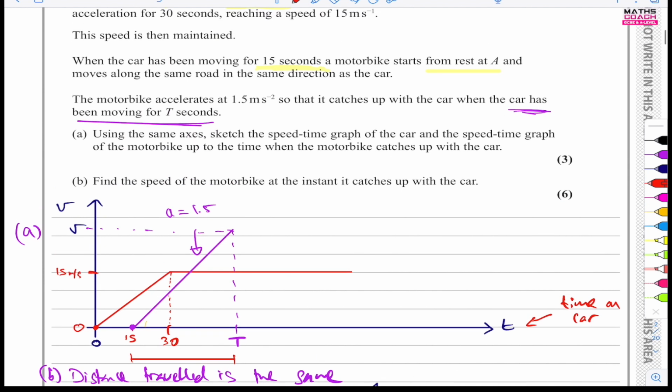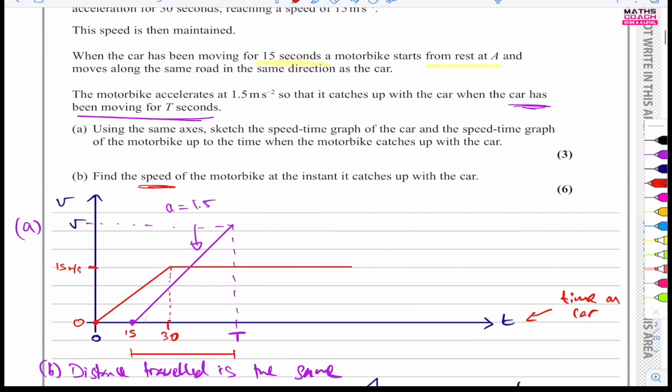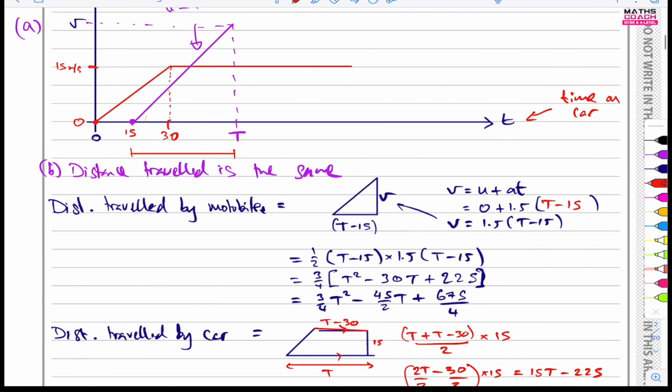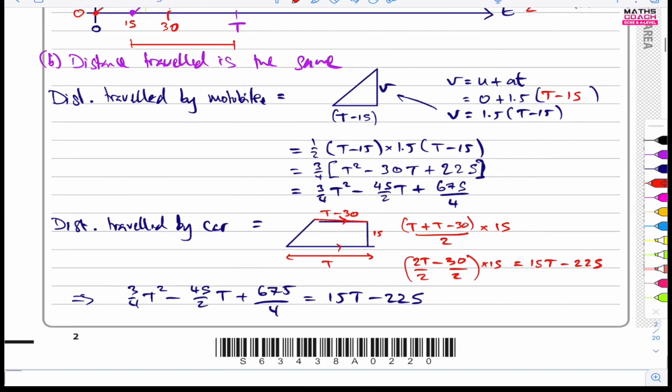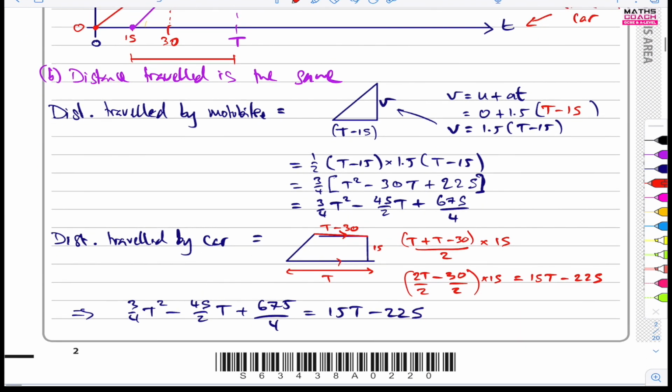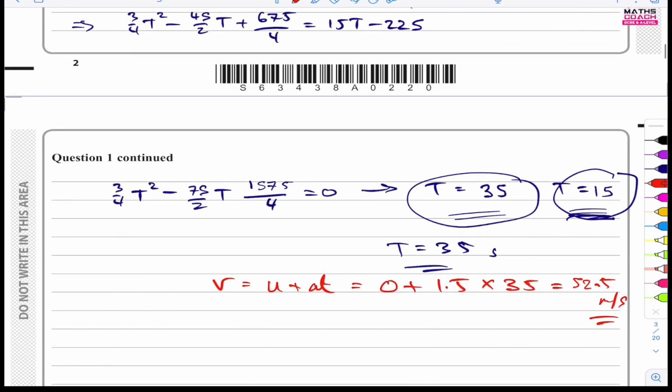It says find the speed of the motorbike at the instant it catches up with the car. And distance, we have the distance we worked out from the area. Well, we didn't really work out the area. We just equated the areas to find the time. Because to work out the speed, it's v equals u plus at. We need the time.